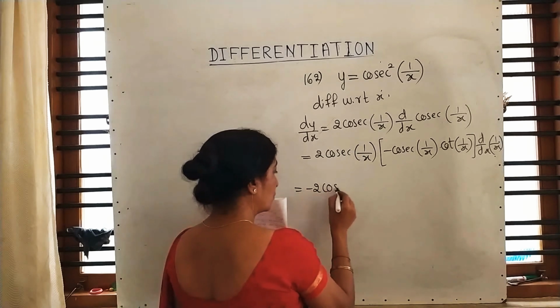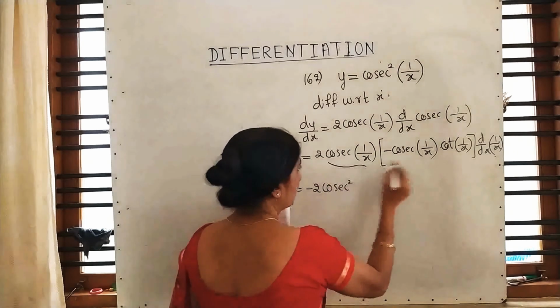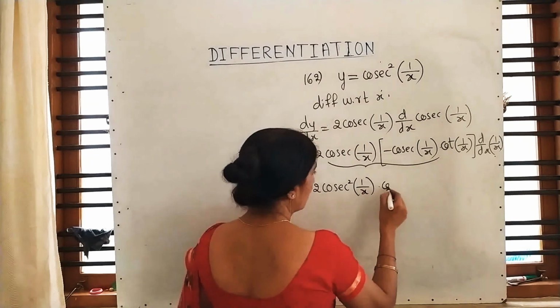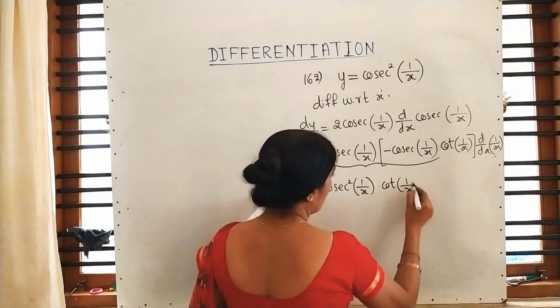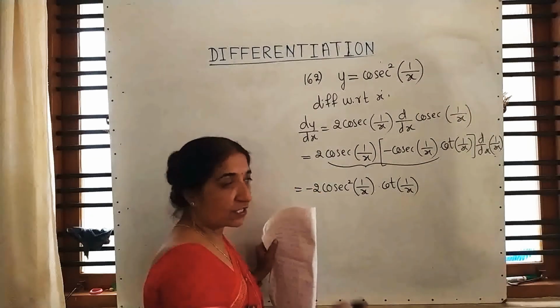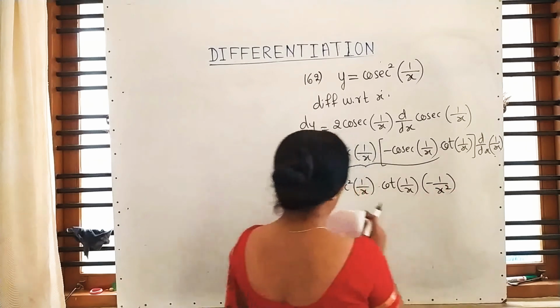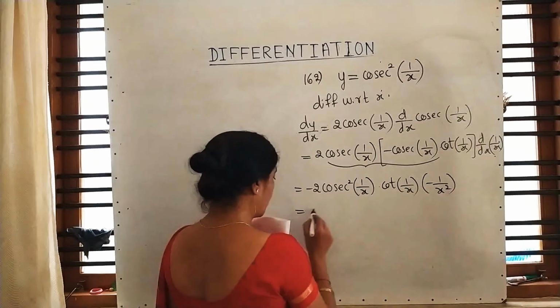Minus 2. So I am multiplying these two: cosecant square 1 by x into cot 1 by x. Have you remembered what is the differentiation of 1 by x? It is minus 1 by x square. This minus and this minus becomes plus.